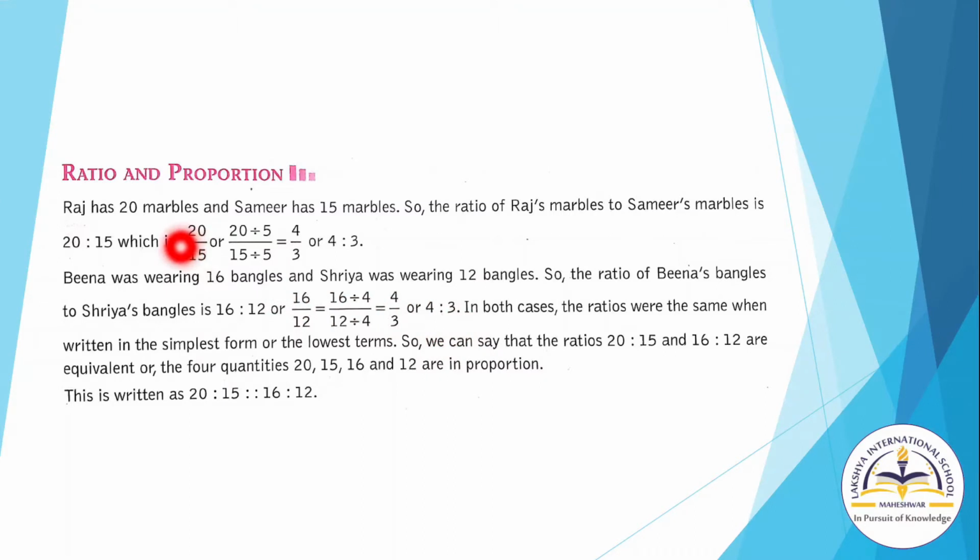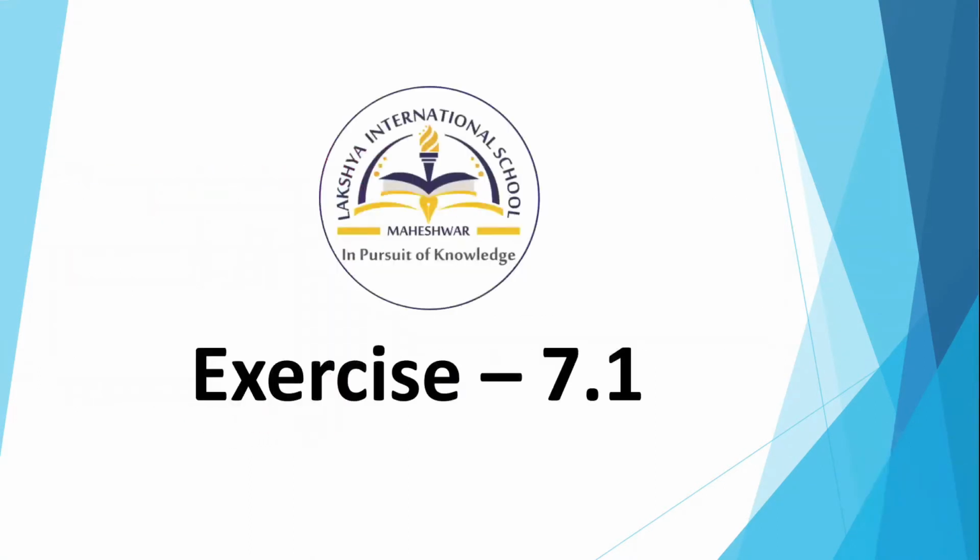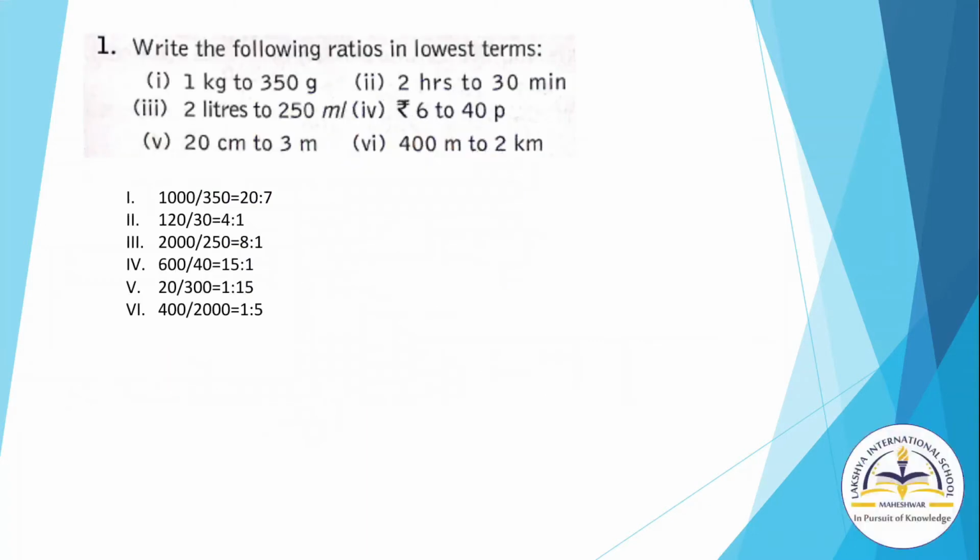Now the example is 20 divided by 15 and 16 divided by 12. Now we can say that the ratios 20:15 and 16:12 are equal, or the four quantities, that is 20, 15, 16 and 12, are in proportion. So you have to write like 20 is to 15 as 16 is to 12. Now on the basis of this concept we will solve exercise number 7.1.